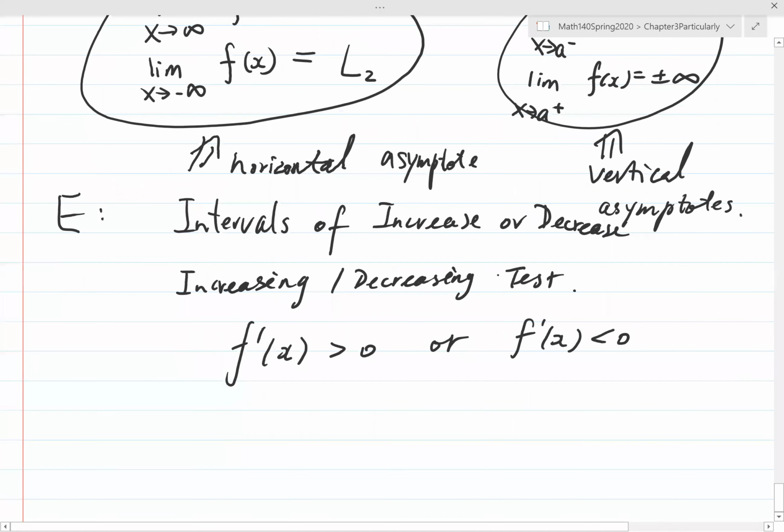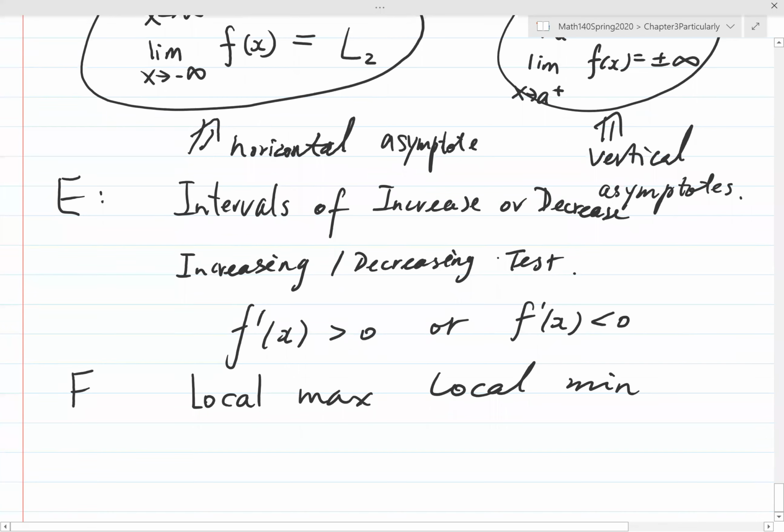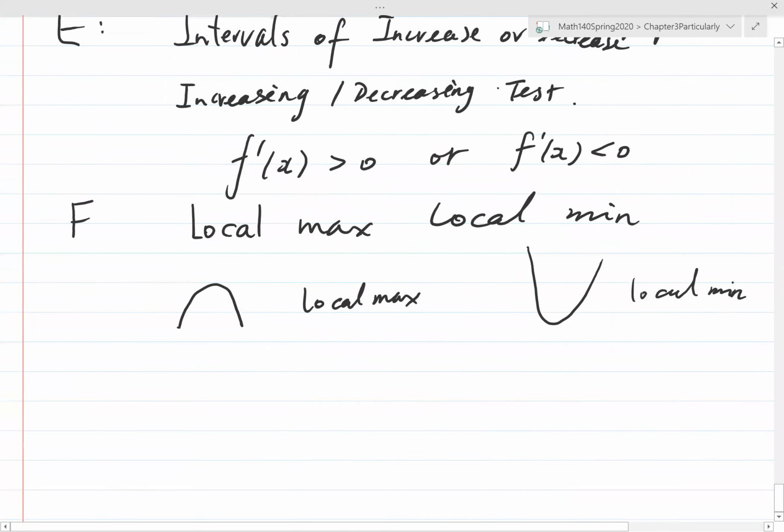Then from the intervals of increasing and decreasing, we can find some key properties, i.e. local max and local min. We can use the first derivative test. I.e., if the function is increasing and then decreasing, we get a local max. If it is decreasing and then increasing, we have a local min. Local max, local min.